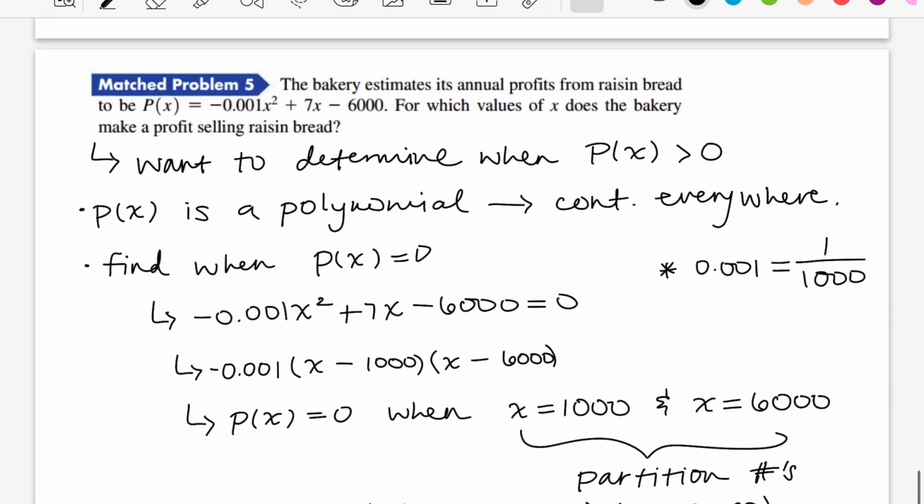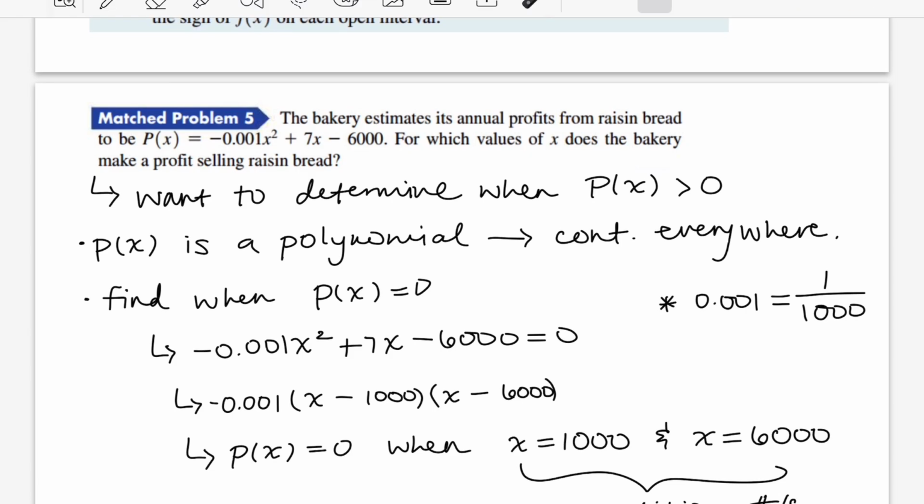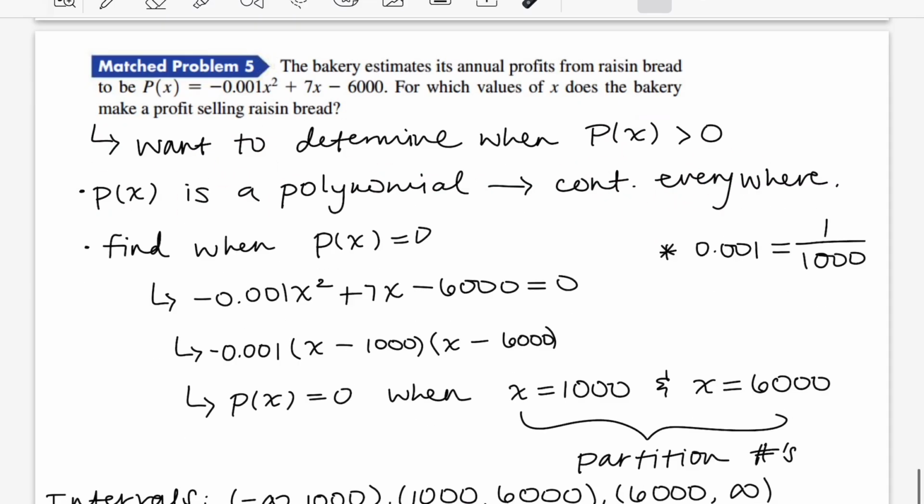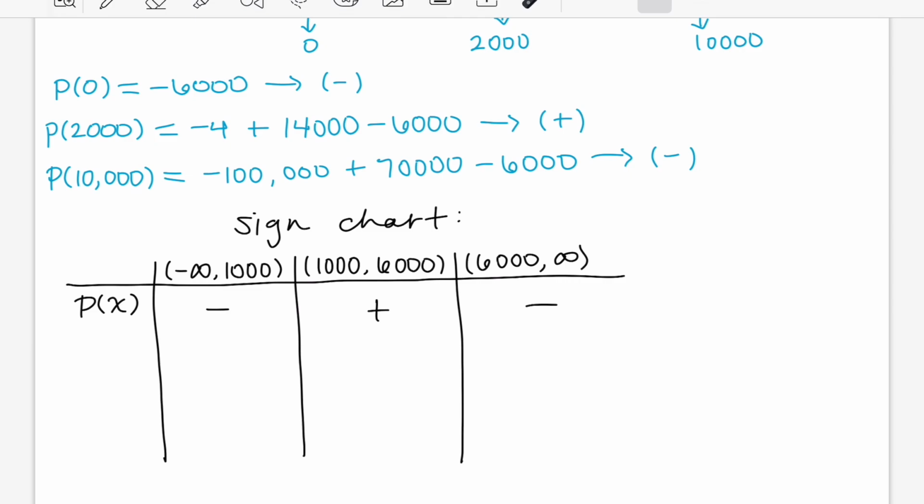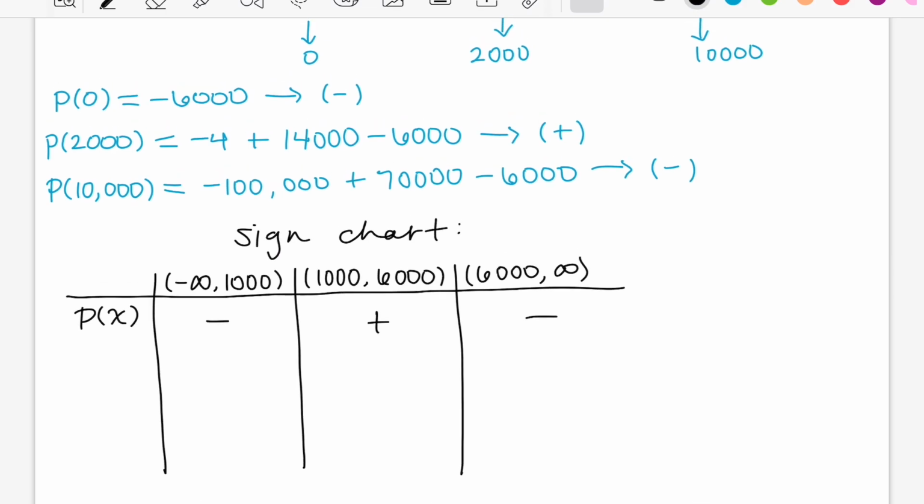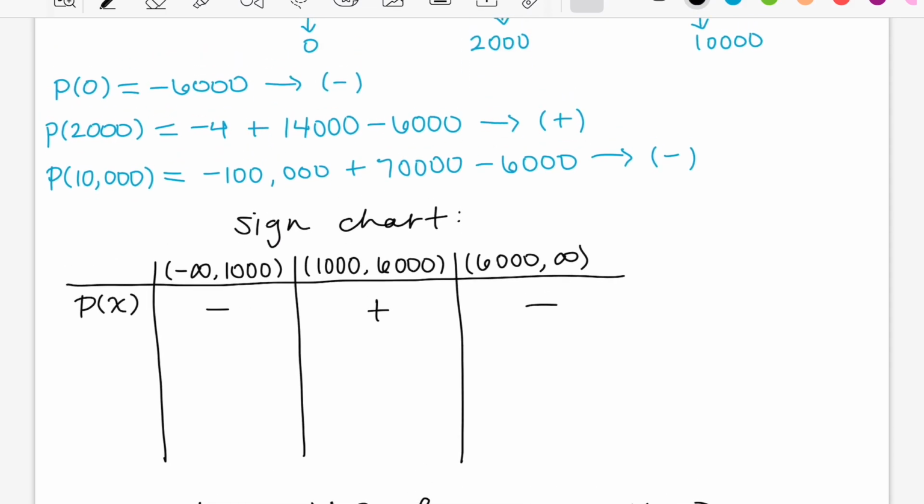All right, and then going back up to remind us what our actual question was: we want to figure out when p of x will be greater than 0. So in other words, when p of x will be positive. And our sign chart here tells us that p of x will be greater than 0 for x values within this interval. So x values in between 1,000 and 6,000. All right, so that's it for this video.